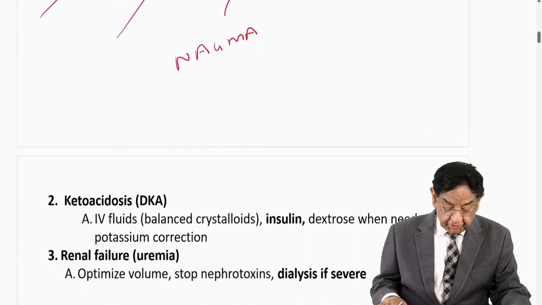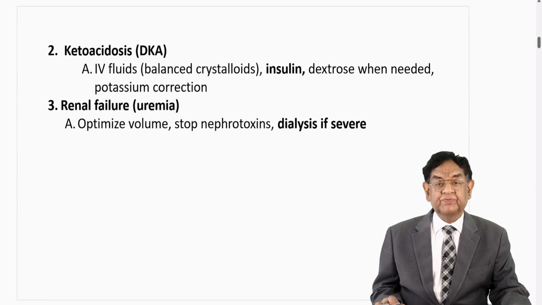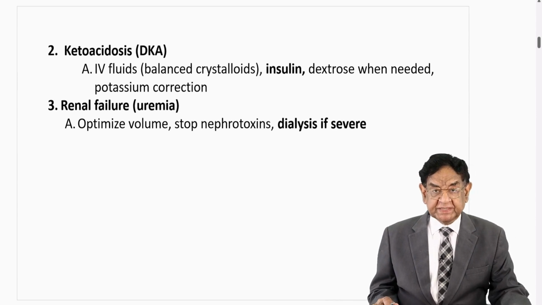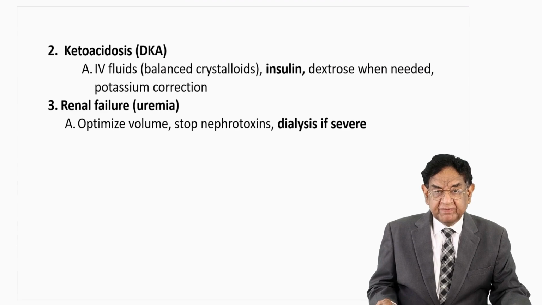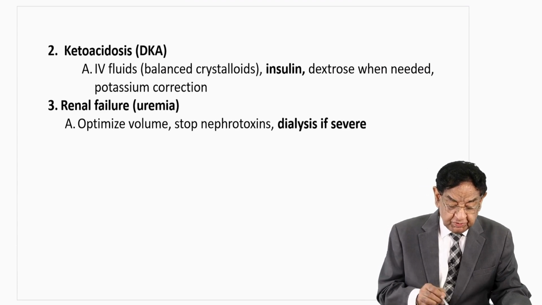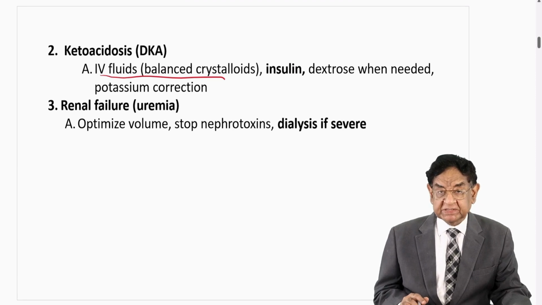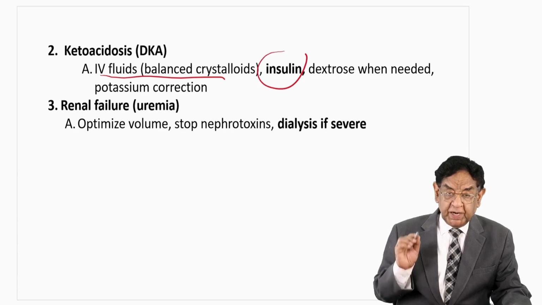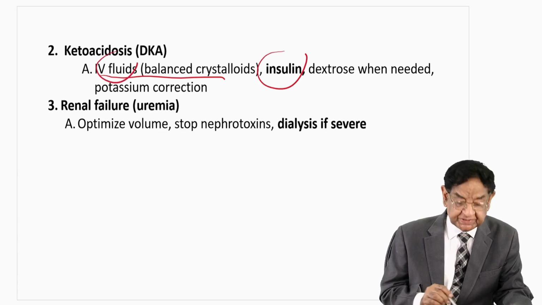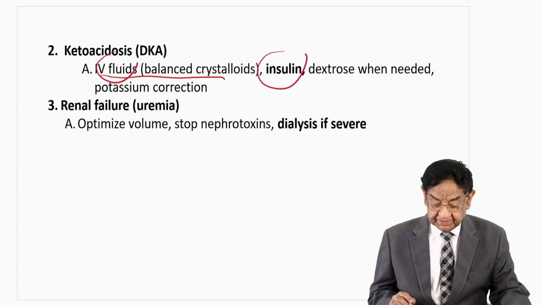After that, we talk about DKA. I have taken the full lecture on treatment of diabetic ketoacidosis in my chapter on diabetes that you can see in detail. However, I am giving a summary right now. Here also, the first treatment is IV fluid, a balanced crystalloid. Point to be noted, it has to be given first. This is more important than insulin.